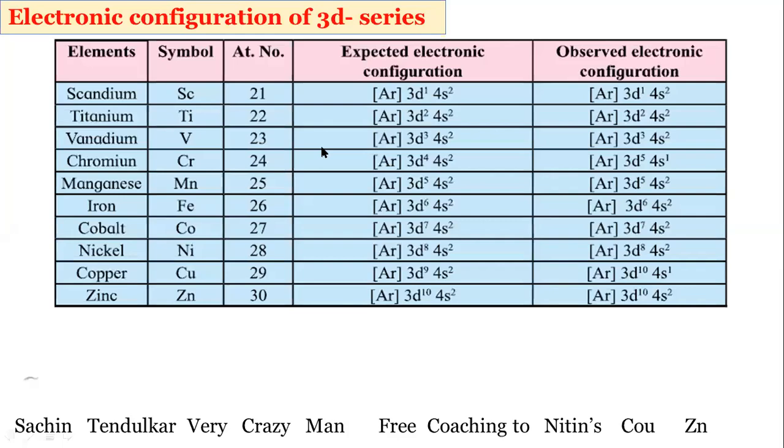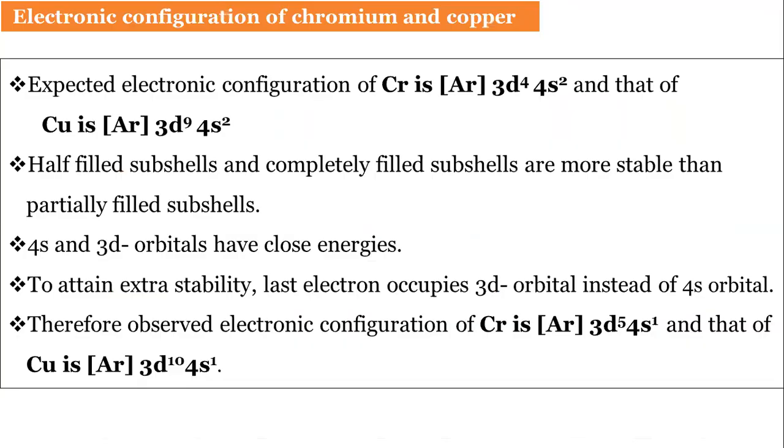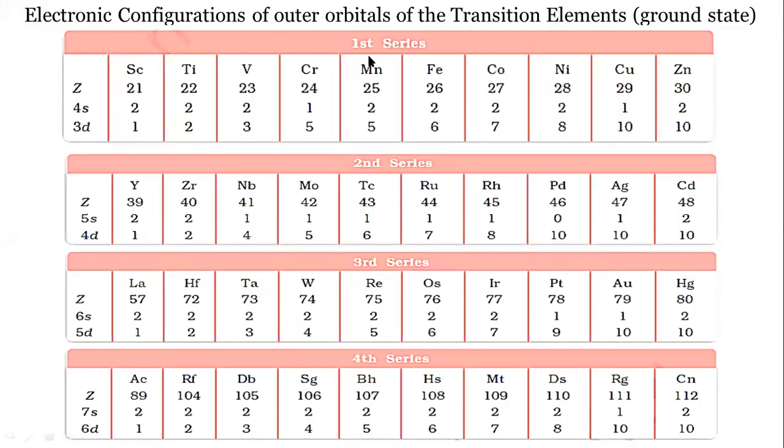Also, I am showing this series here. This is the outermost electronic configuration of the first series. This is the 3d series, this is the 4d series, this is the 5d series, and this is the 6d series. In the case of the 4d series, we can see zero electrons in the s orbital. See, in the case of palladium, zero electrons are there. That's why the general electronic configuration is 0 to 2.